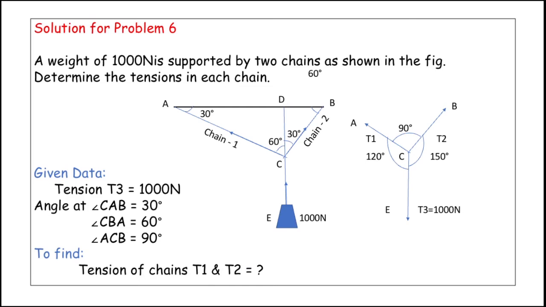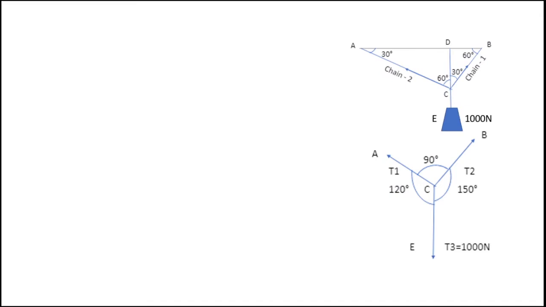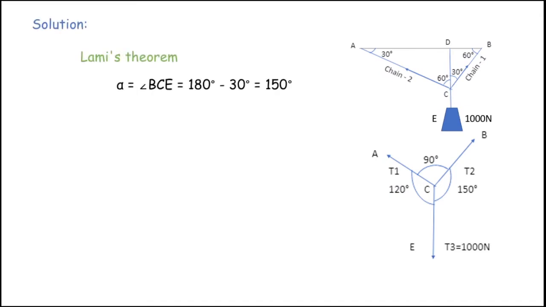Friends, this is a different sum from the previous videos. This is the first time we are solving a sum using Lami's theorem, so we are going to the solution. We take the formula of Lami's theorem. In Lami's theorem we have three angles, one is alpha, one is beta and one is gamma.